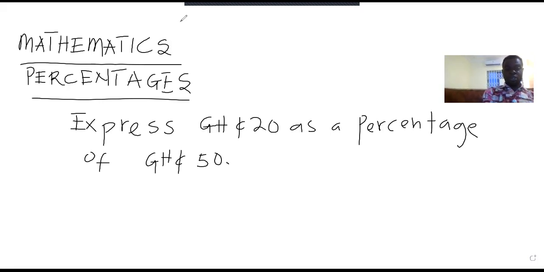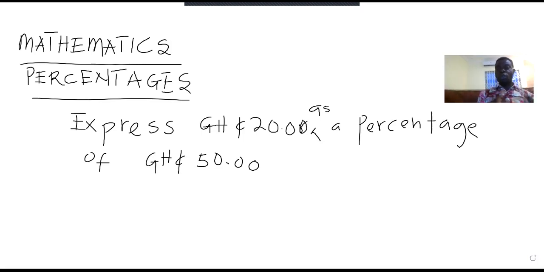Let me bring my point zero. So this is money, so this one too, I need to bring my point 0 because we are dealing with money. So 0.00. Good. So express 20 Ghana cedis as a percentage of 50 Ghana cedis.